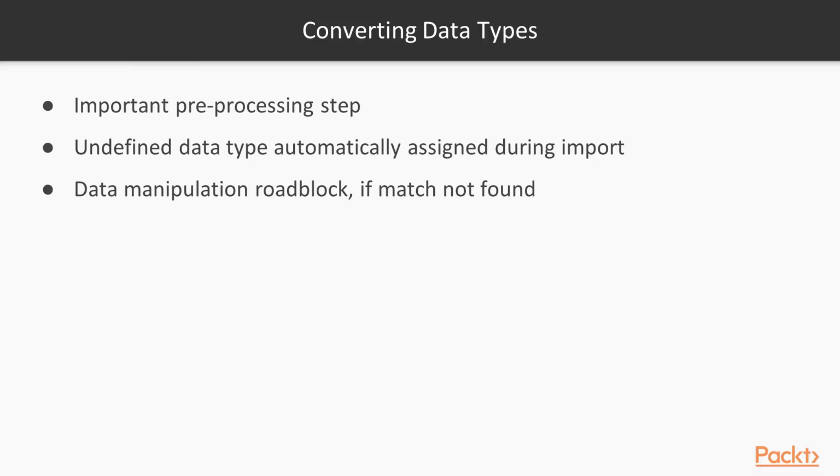Now, we move on to the next topic, converting data type. Data type conversion is an important step during the preprocessing phase. In the R language, if we fail to specify a data type during the import phase, R will automatically assign a type to the imported dataset. But if the data type assigned does not match the actual type, we will encounter difficulties in further data manipulation. To solve this issue, we will learn how to perform a conversion of the data type.